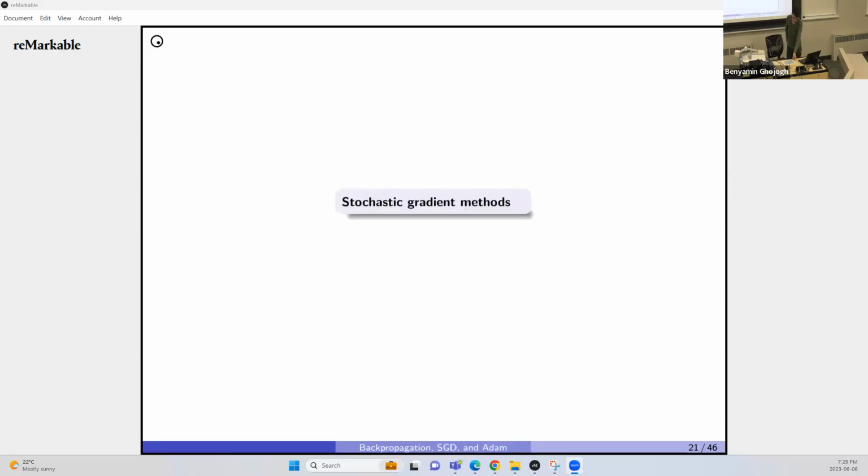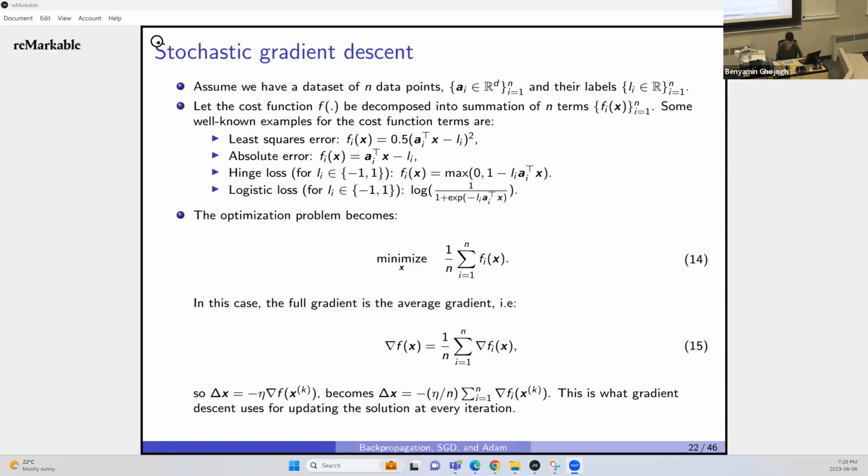Okay. Stochastic gradient methods. Assume we have a data set of n data points, a_i in R^d, where i goes from 1 to n. Here, I'm denoting data points by a_i. You can denote them by x, but why don't I use x here? Because I don't want it to be confused with the x's that I use for weights. Then we have labels, l_i, which we assume are scalar labels, where i goes from 1 to n. Let the cost function f be decomposed into a summation of n terms. So we are assuming that we are using a cost function which is decomposable into n terms, f_1 to f_n. Then some well-known examples of this cost function are these.